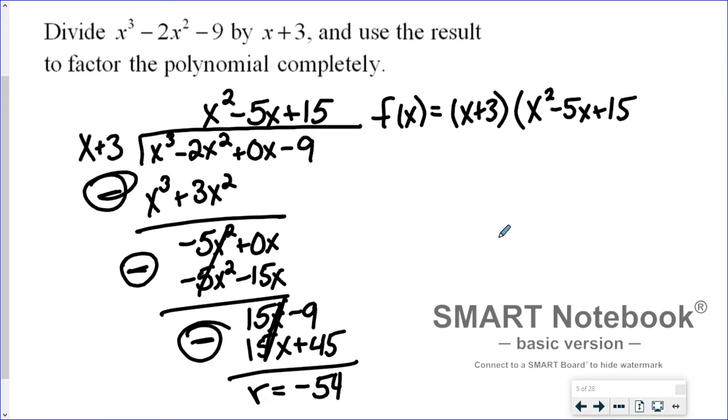And how we deal with remainders is, since that's a minus 54, we can say minus 54, and you always put that over whatever our divisor was. So in this case, x plus 3. And we're done. We can't factor this any further because of this messy remainder. So we are done.